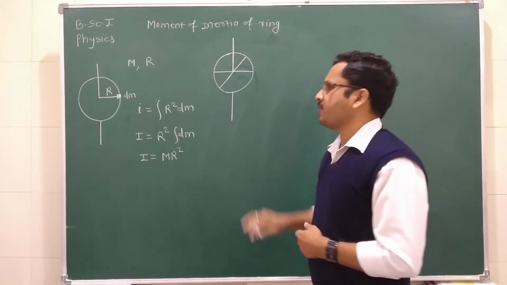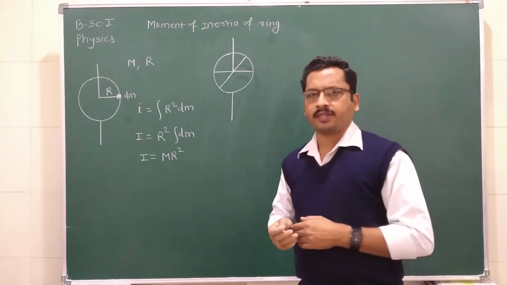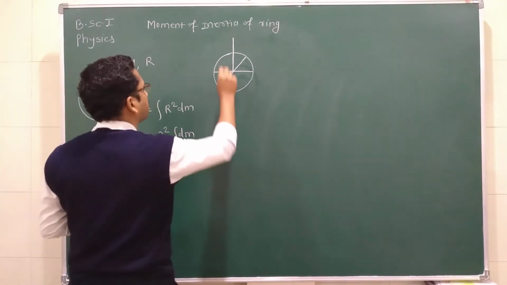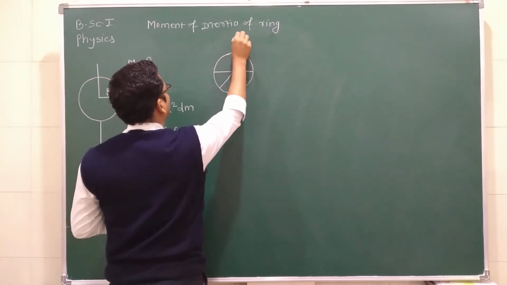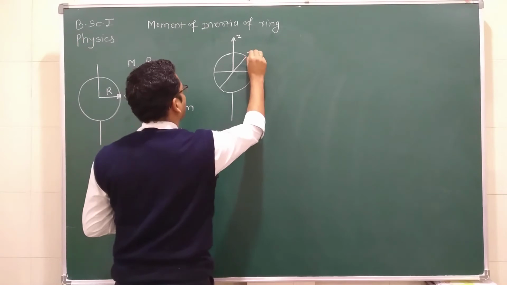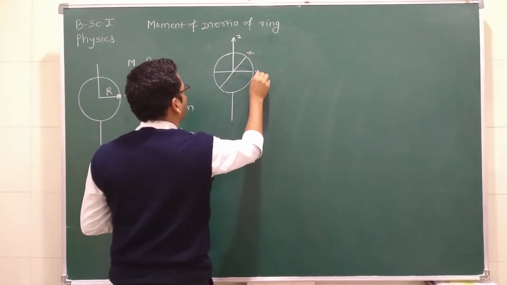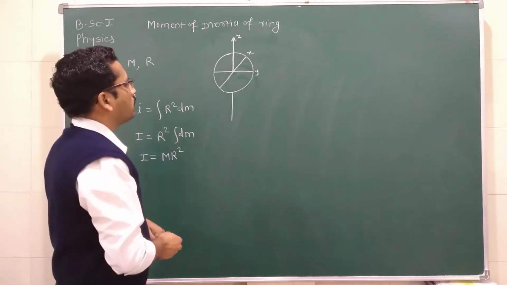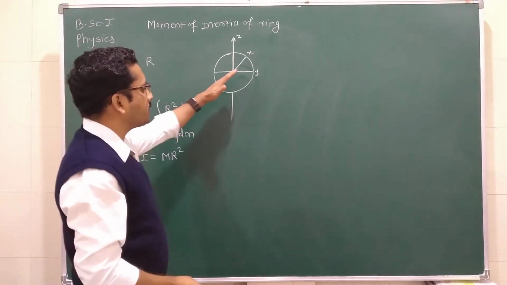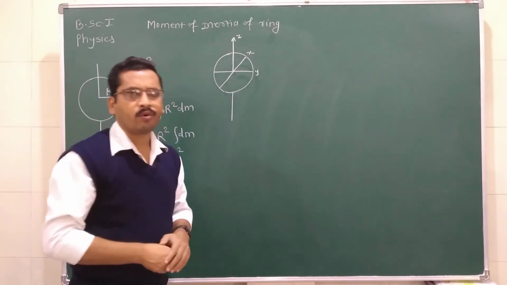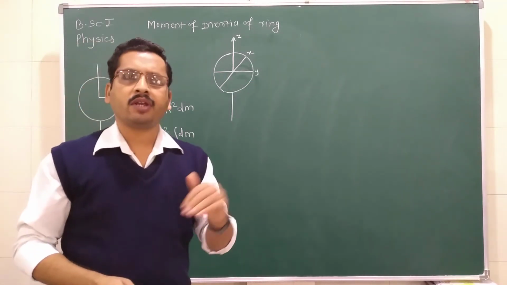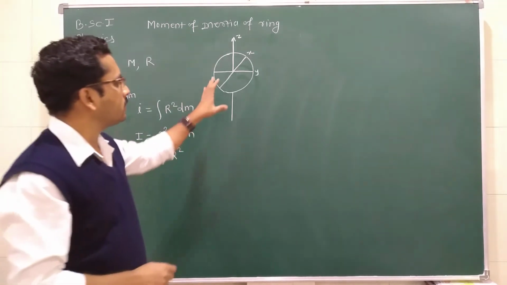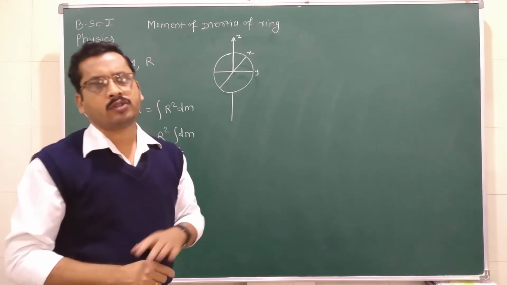To find this equation we need the perpendicular axis theorem. So what is the perpendicular axis theorem? Suppose that this is the z axis, this is x and this is y. They are all mutually perpendicular to each other. So the moment of inertia about the x axis is equal to the moment of inertia about the y axis, because the diameters of the ring are the same. Therefore, their moment of inertia about the same axis of rotation will also be the same.